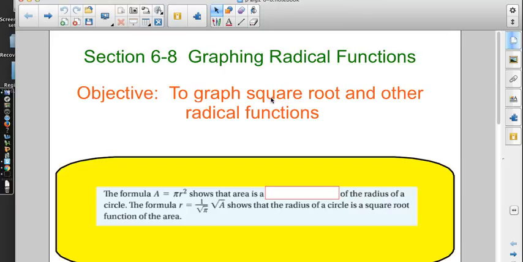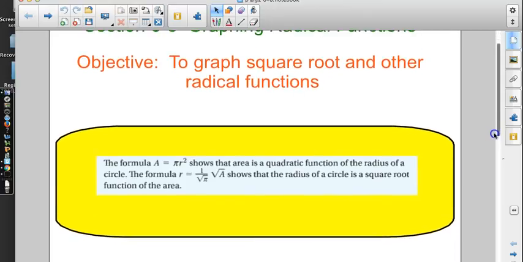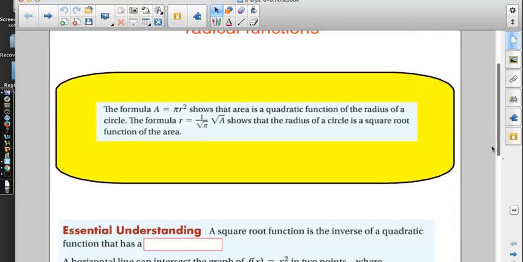As we go through this, the formula says A equals pi r squared. Area of a circle shows that the area is a quadratic function of the radius of the circle. We have a square term, and a degree 2 is what that's called. Degree 2 polynomials are quadratics, and the graphs are parabolas. And we see that the formula r equals 1 over the square root of pi times the square root of A shows that the radius of the circle is a square root function of the area.